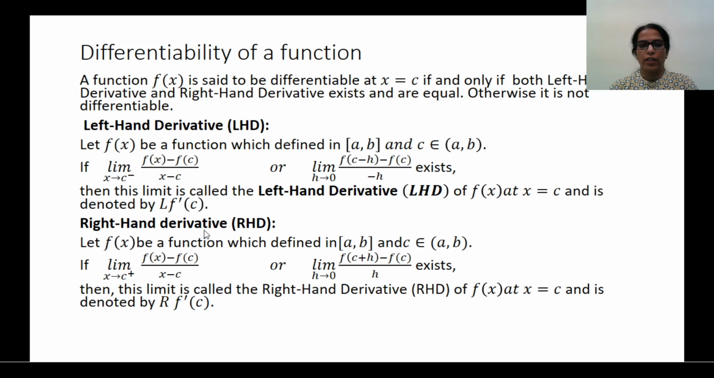Right hand derivative. Let f of x be a function which is defined in the interval a comma b and c belongs to a comma b. Then limit h tends to 0, f of c plus h minus f of c divided by h exists. Then this limit is called right hand derivative of the function f of x at the point c and it is denoted by R f dash of c.